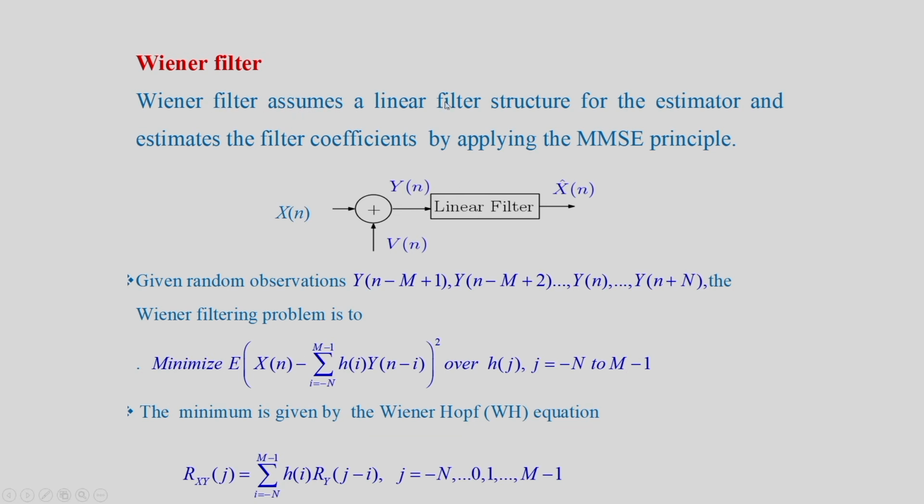The Wiener filter assumes a linear filter structure for the estimator and estimates the filter coefficients by applying the minimum mean square error principle. So, the Wiener filter always assumes a linear filter structure. Here Xn is the signal, Vn is some additive white noise, and Yn is the observed signal. It is passed through this linear filter, and we get the estimated signal. This estimated signal should be optimum under the minimum mean square error criterion with this linear filter structure.